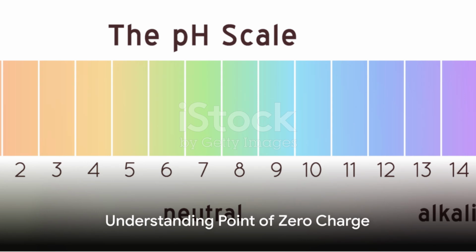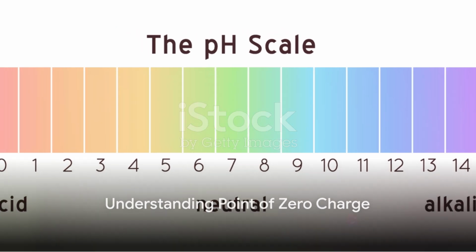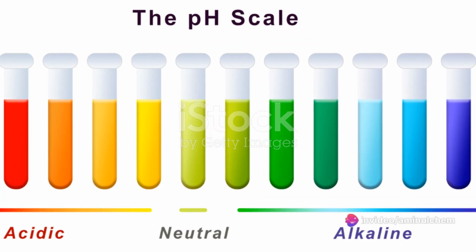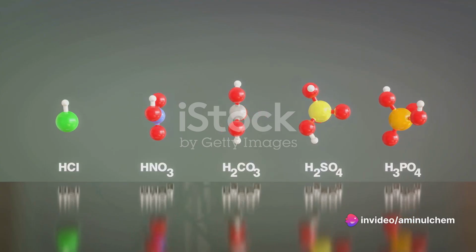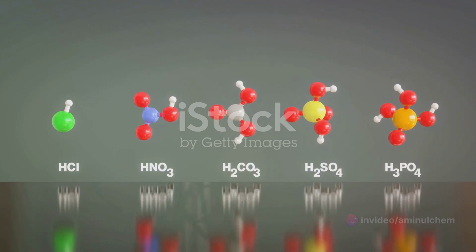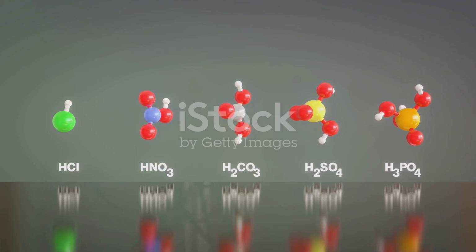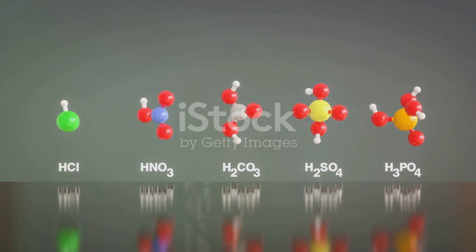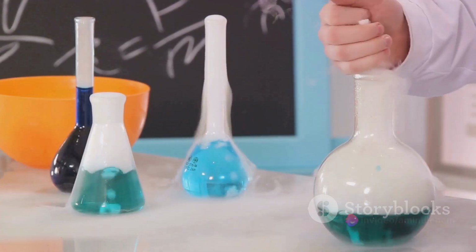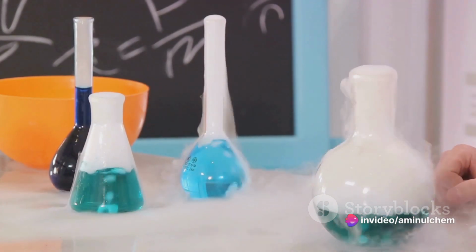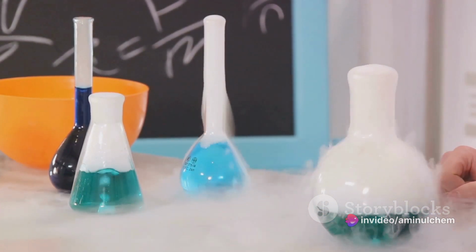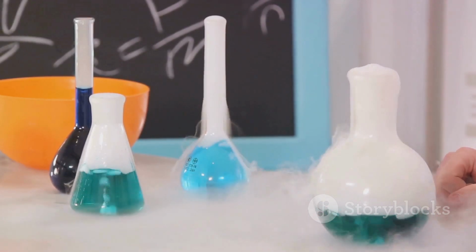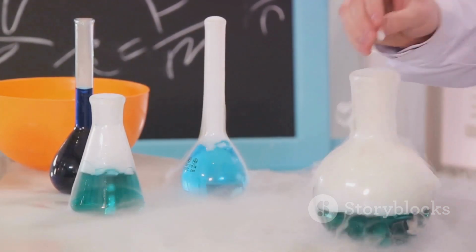The point of zero charge, another fascinating concept, is the pH at which a material's surface charge is neutral. Now let's dive a little deeper into this idea. The point of zero charge is a critical factor often determined by the balance of acidic and basic functional groups existing on the material's surface. Picture a seesaw with acidic groups on one side and basic groups on the other. The point of zero charge is that perfect balance point where the seesaw sits perfectly level, neither side being heavier.